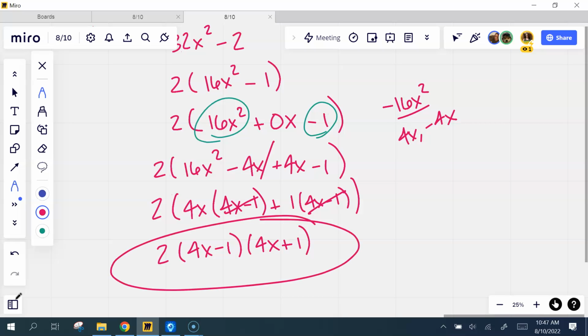Notice how grouping still worked. Even though it looked funny, it still worked.